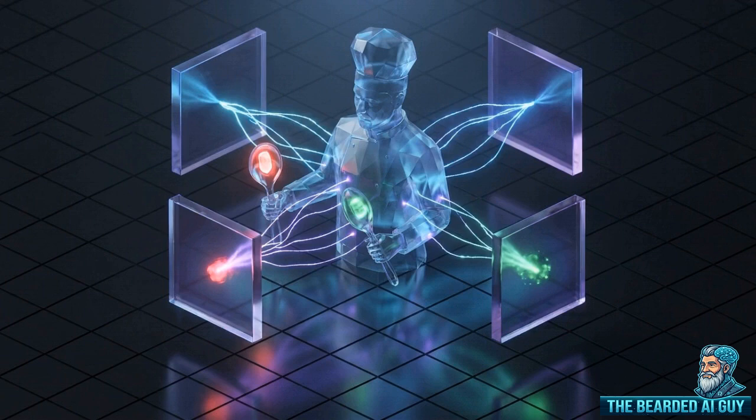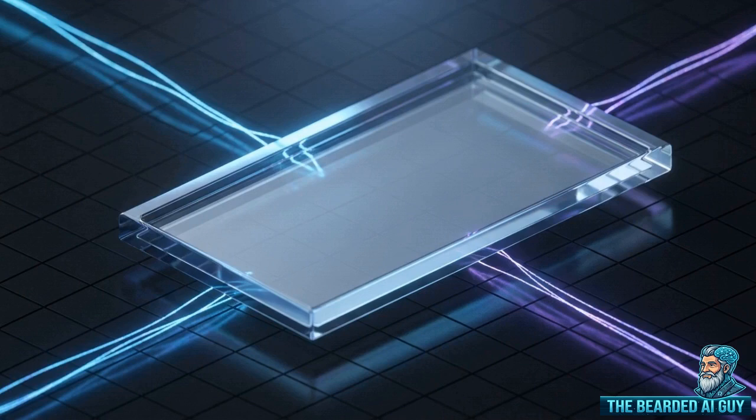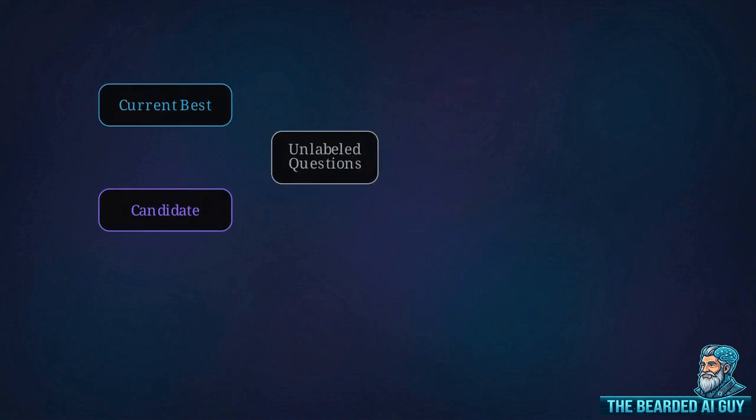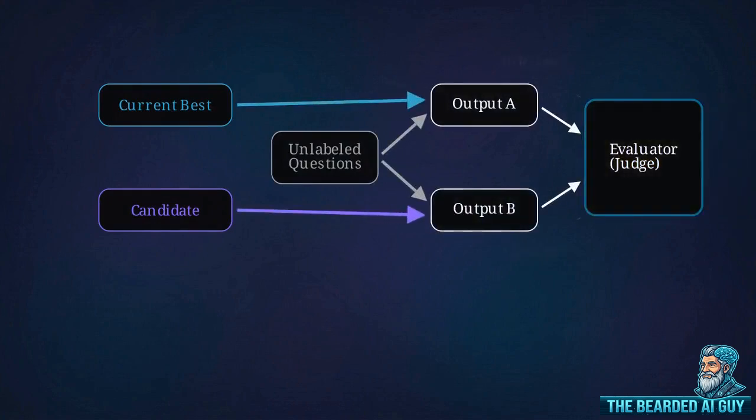Imagine tasting two different versions of a recipe. You can pick which one is better without needing a master reference dish to tell you what the perfect version should taste like. That pairwise comparison is the technical logic operating inside the self-supervised loop. SPO runs the best prompt and candidate on unlabeled questions, feeding both to an evaluator. The judge generates a binary accept-reject signal.